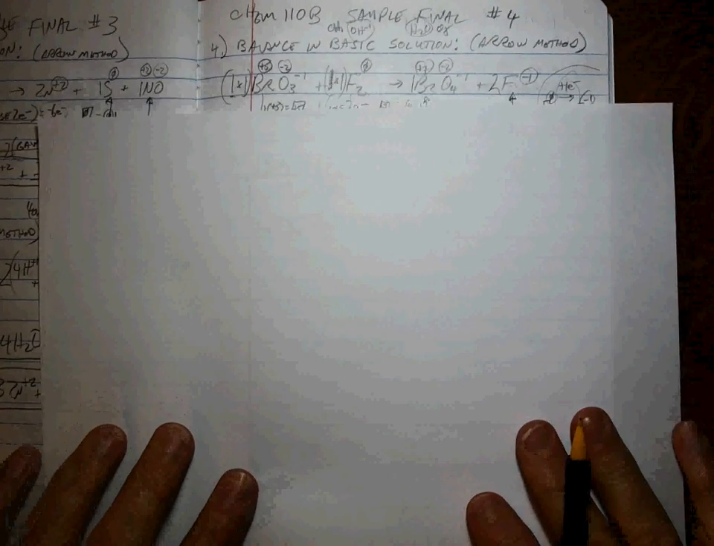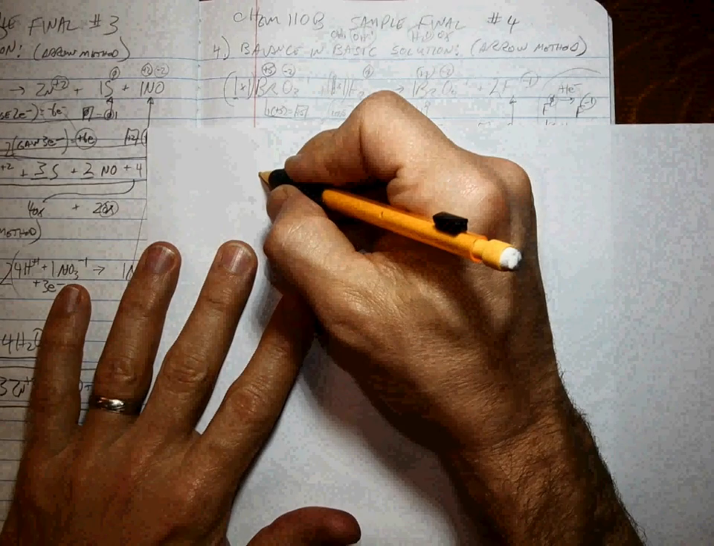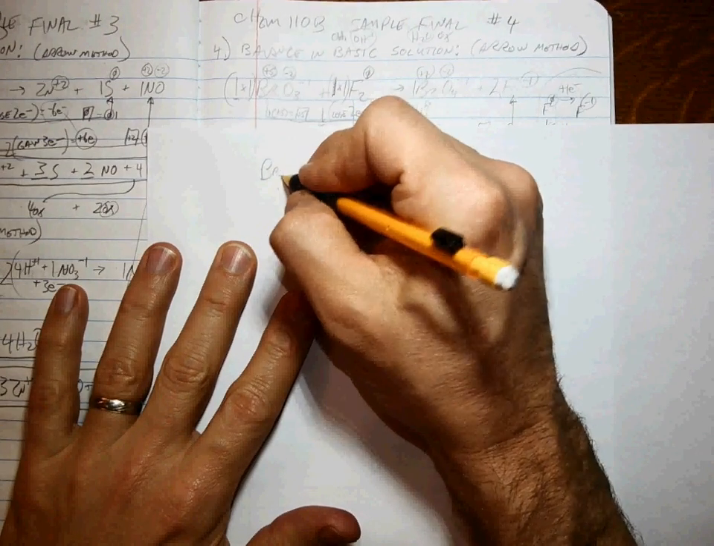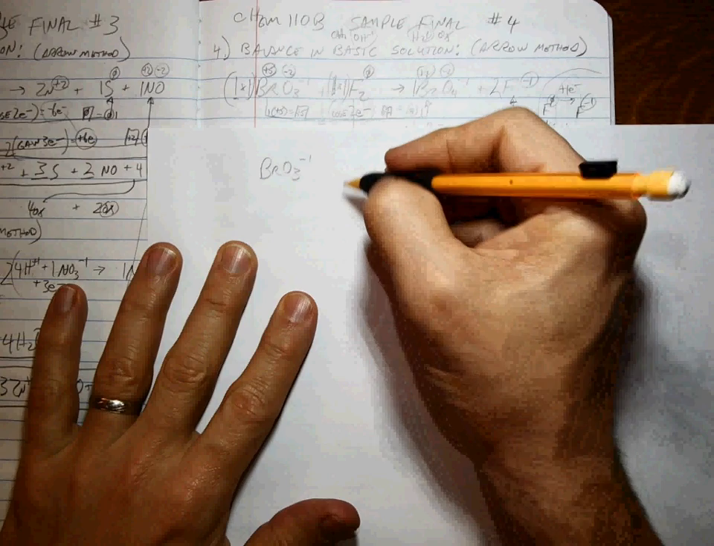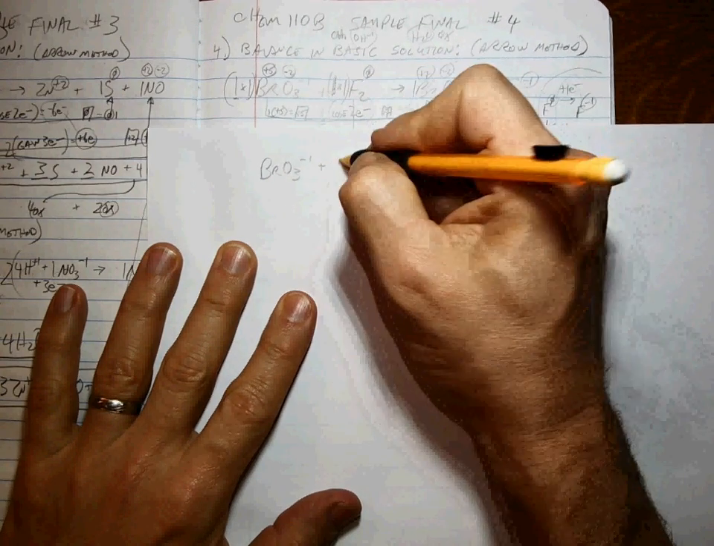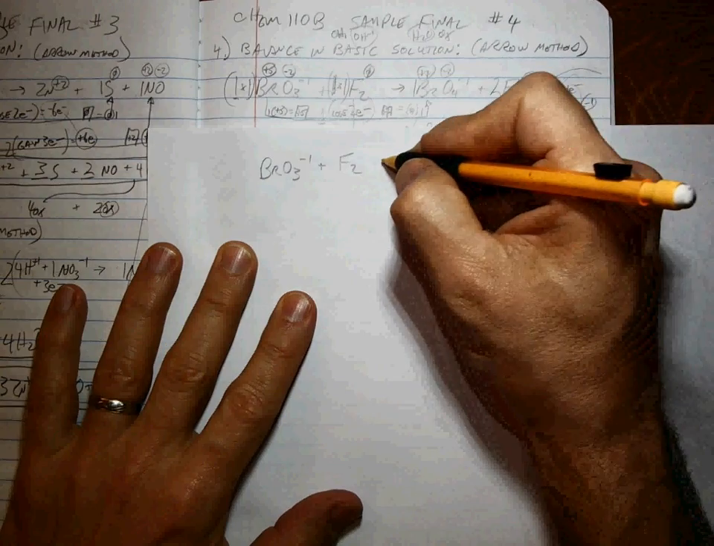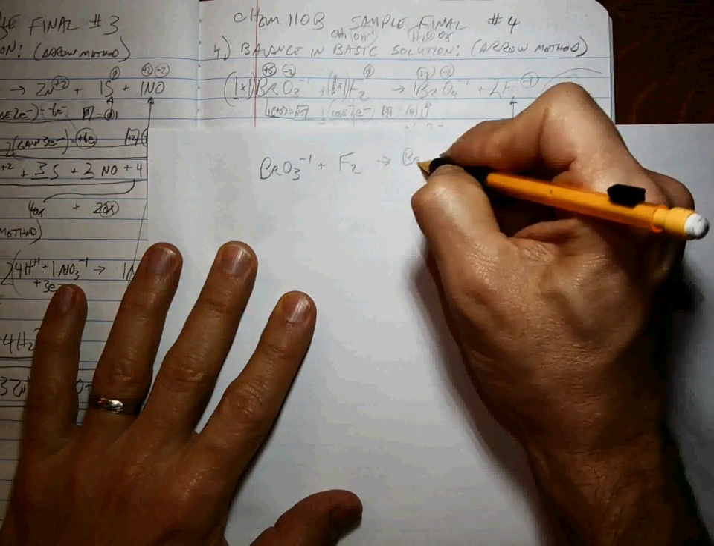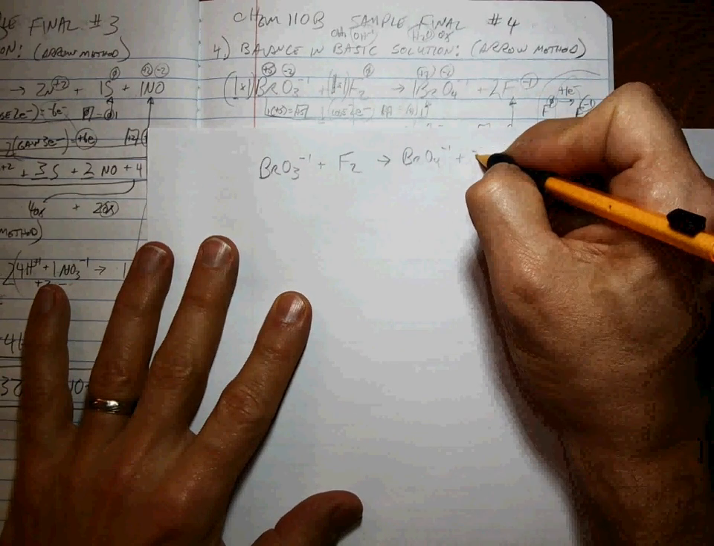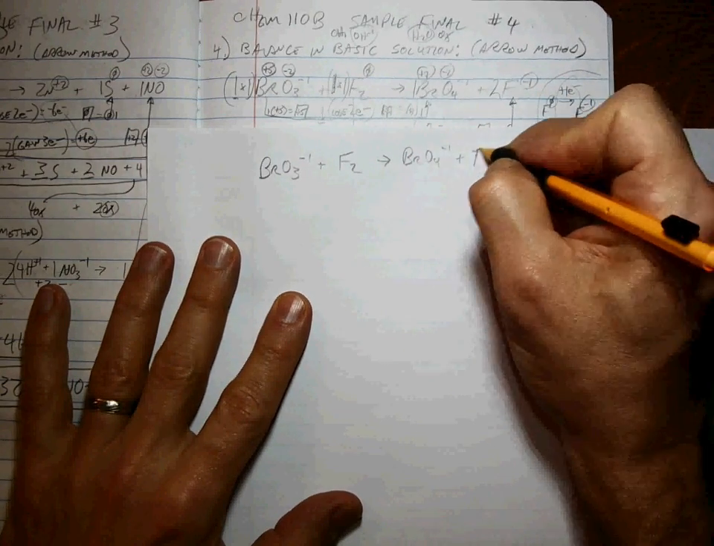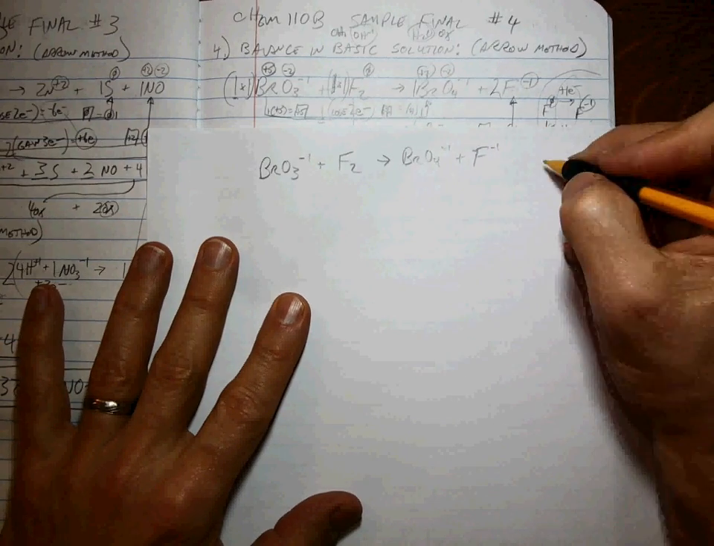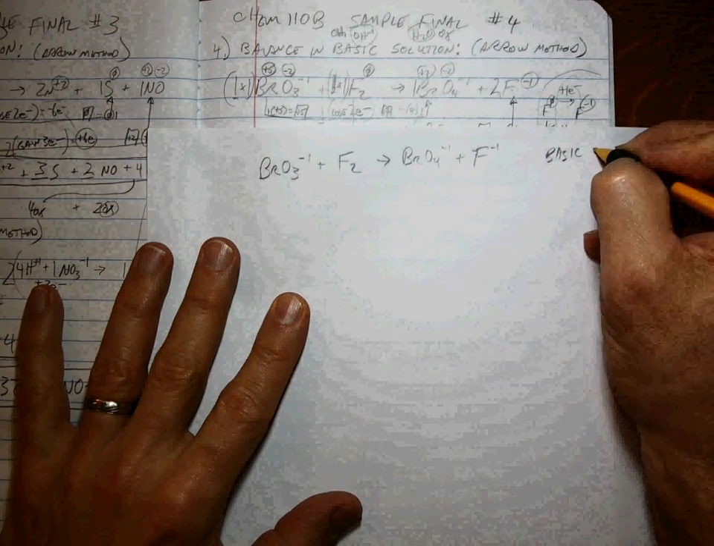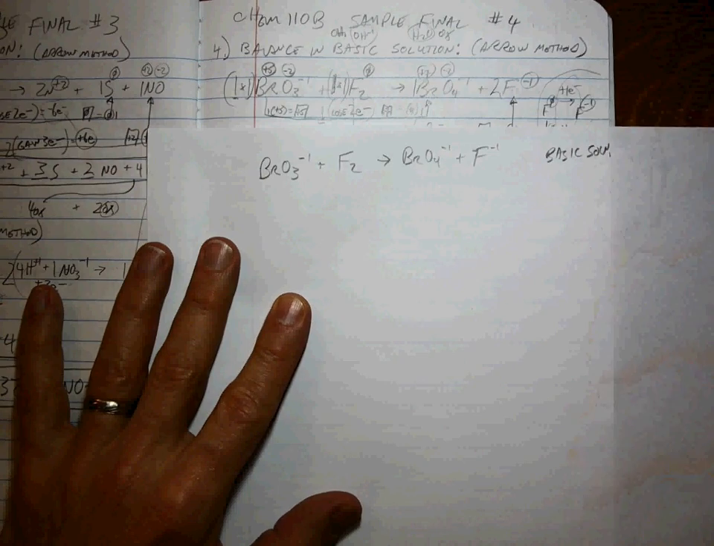Okay, I need more room here. So if we're doing BrO3 minus 1 plus F2 goes to BrO4 minus 1 plus F minus 1 in basic solution. Okay, how do we go about doing that?